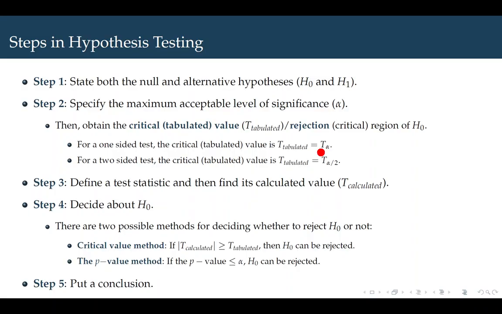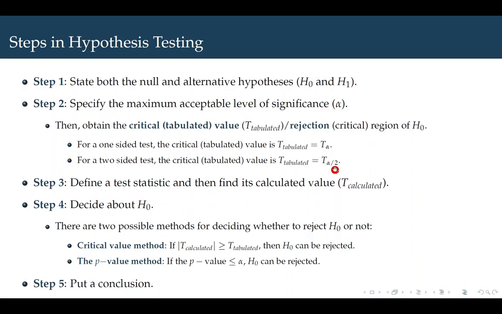Specifically, for hypotheses with one-sided or two-sided alternatives, for a one-sided case, we need to specify T alpha. But for a two-sided test, we are going to use T alpha over 2. Therefore, T alpha for a one-sided test or T alpha over 2 for a two-sided test are going to be obtained from theoretical statistical distribution tables.